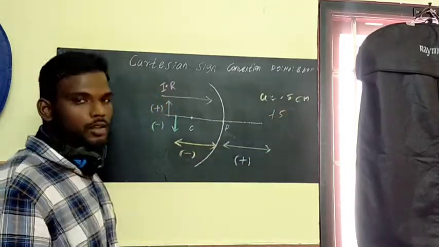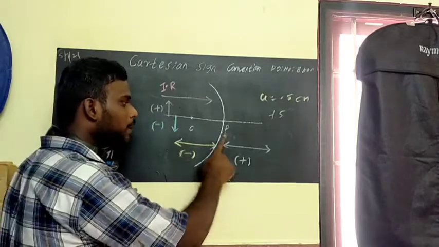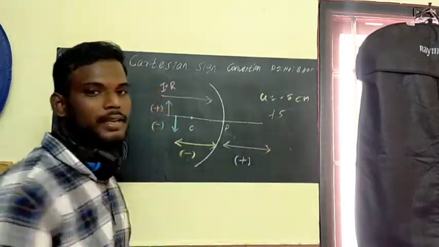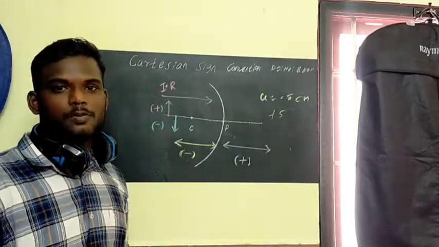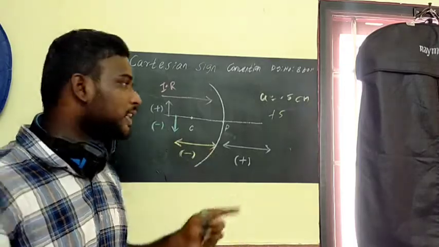The image is 5 centimeter from the pole on the right side. Exactly, that is minus and plus. Plus means what I told you. So please understand this one.